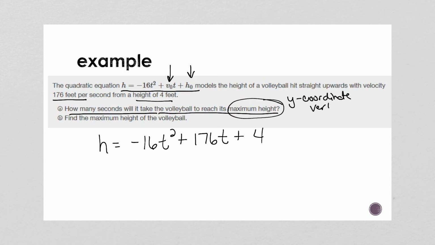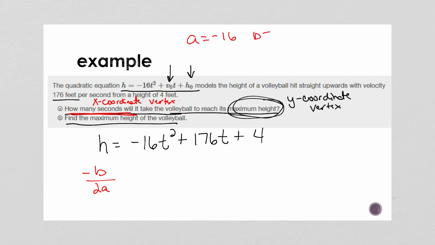That's our y coordinate of our vertex. Okay? All right, let's look for that. But first, we have to find our x coordinate, because remember, this actually says how many seconds will it take the volleyball to reach its maximum height. How many seconds right here is actually our x coordinate of our vertex. Okay? And remember, to find the x coordinate of your vertex, that is -b over 2a. So let's write our a, b, and our c. Our a is -16, our b is 176, and our c is 4.